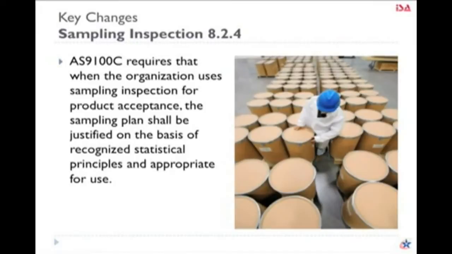AS9100C requires that when the organization uses sampling inspection for product acceptance, the sampling plan shall be justified on the basis of recognized statistical principles and appropriate for use. The rationale was that numerous requests were received to improve the sampling clause, and that the way it was previously written confined organizations, even under other plans that could still be proven statistically valid.